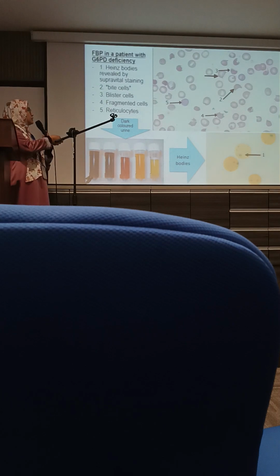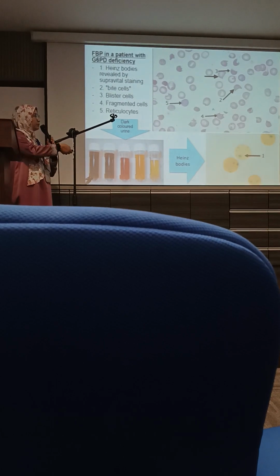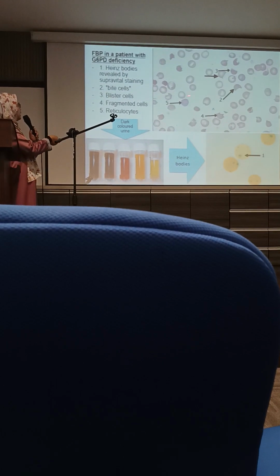Cells like this will later go into the spleen and lie in the spleen. This one has already fragmented in the vessels. So that's why you see fragmented cells. And you will also see reticulocytes. This is a reticulocyte. And when you look at the urine, it will be red or dark coloured.